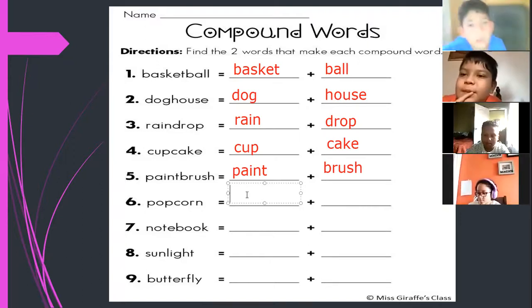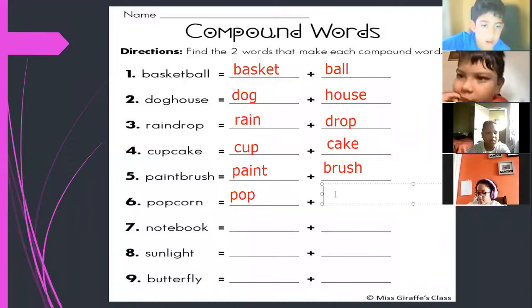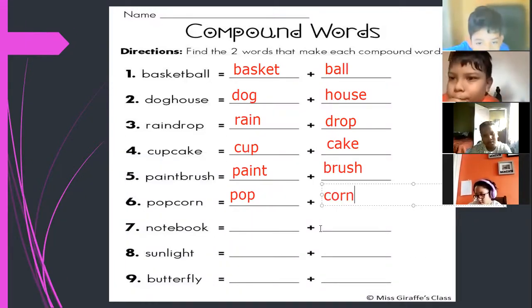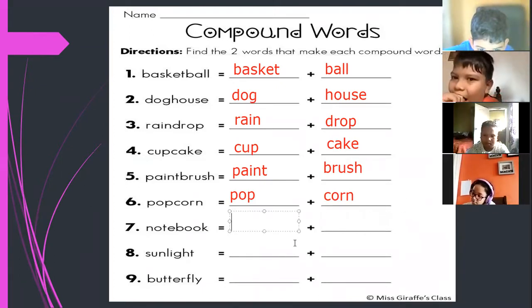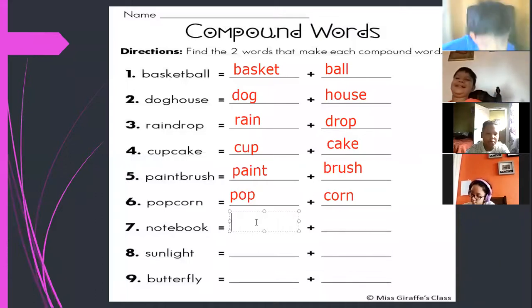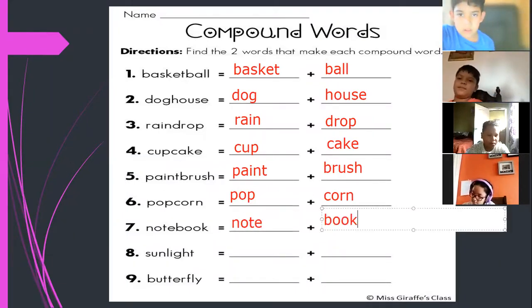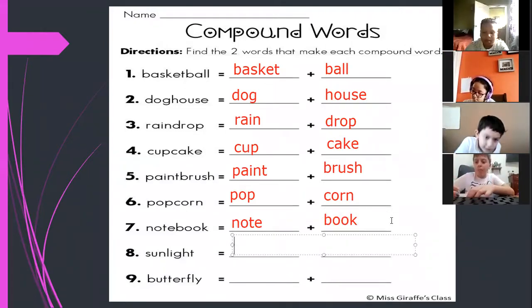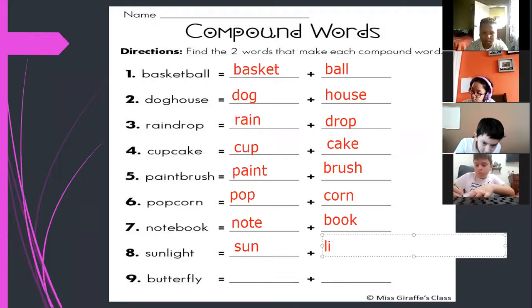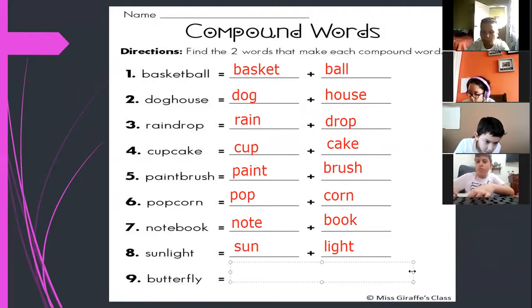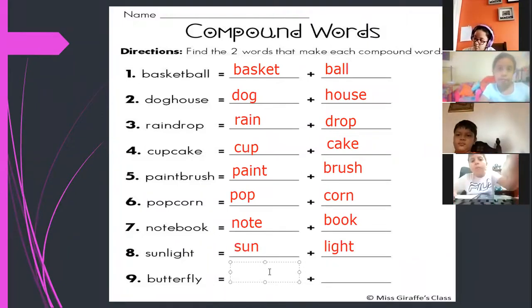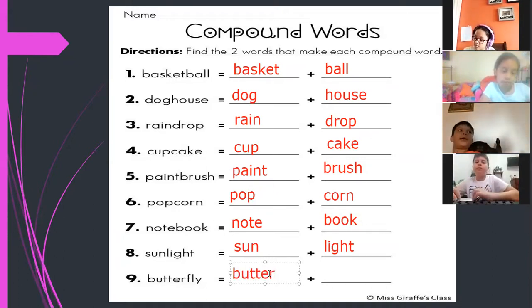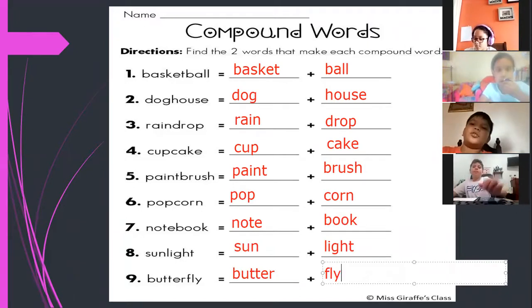Alan, popcorn. Pop and corn. The next one, José Enrique, notebook. Note and book. Gabriel, sunlight. Sun and light. Diego, butterfly. Butter and fly. Exactly.